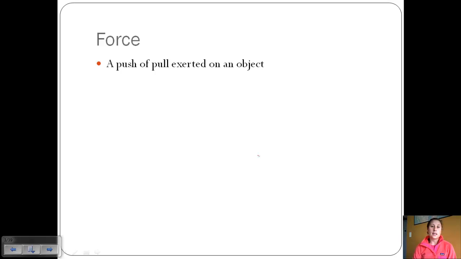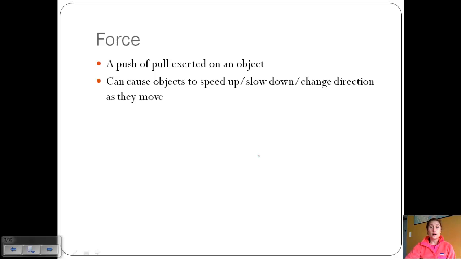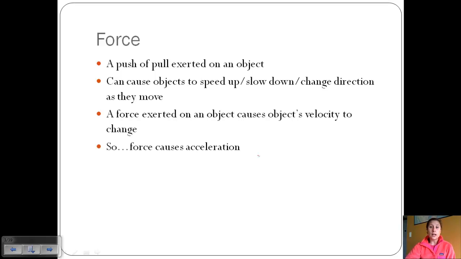So a force is a push or a pull exerted on an object. And this force can cause objects to speed up, slow down, change direction, so basically change the acceleration as the object moves. So a force exerted on an object can cause the object's velocity to change, right? Because a change in velocity is a change in speed or a change in direction. And we know that a change in direction or speed, which is a change in velocity, is acceleration. And so basically forces cause acceleration. So that's one of our key concepts for this section.